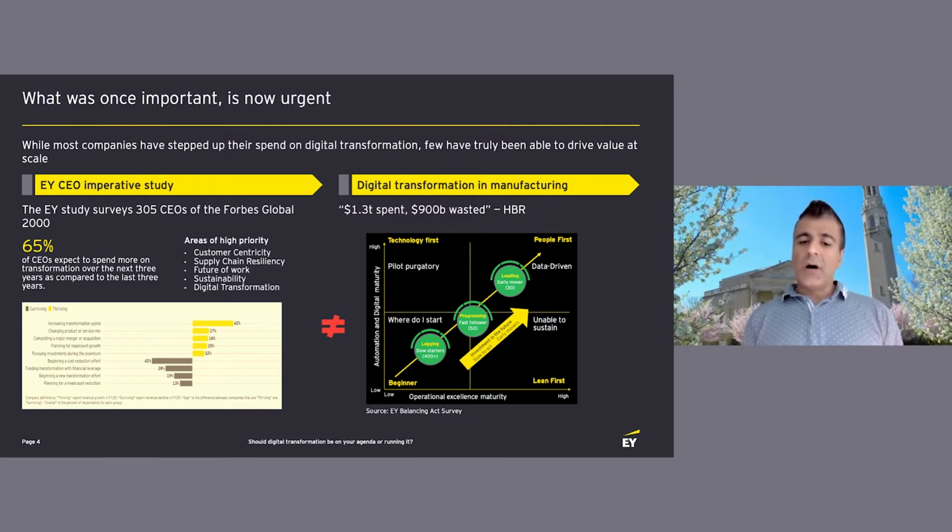So most companies are in this bottom left quadrant as a beginner, while most other companies that have started their journey have either taken just a lean first approach, rolling out a lean Kaizen operational excellence model across their manufacturing facilities, or taking a technology first approach. We at EY believe you need to combine the two and take a people centric approach to become a data driven company to truly drive digital transformation at scale.